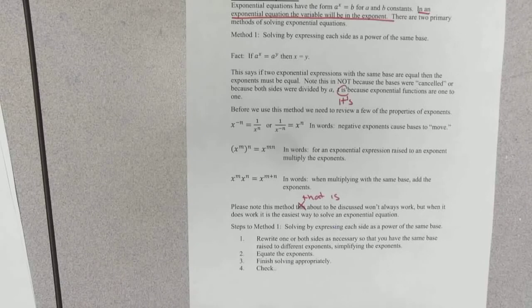So steps to method 1. Solve by expressing each side as a power of the same base. So step 1, rewrite one or both sides as necessary so that you have the same base raised to different exponents, simplifying the exponents. 2, equate the exponents. 3, finish solving appropriately. 4, check. Good habit here to check, but if you did your work correctly, the answer will be correct.